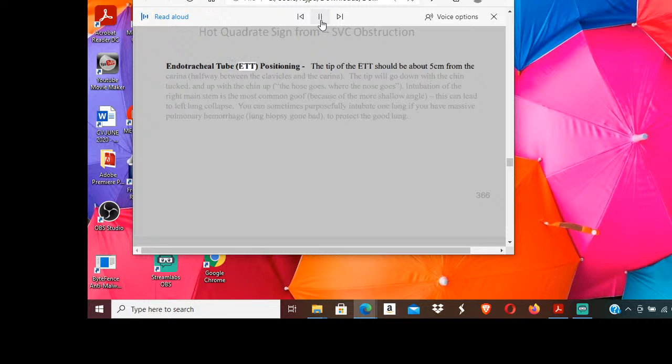Endotracheal tube, ETT, positioning. The tip of the ETT should be about 5 cm from the carina, halfway between the clavicles and the carina. The tip will go down with the chin tucked, and up with the chin up. The hose goes where the nose goes. Intubation of the right main stem is the most common goof. Because of the more shallow angle, this can lead to left lung collapse. You can sometimes purposefully intubate one lung if you have massive pulmonary hemorrhage or a lung biopsy gone bad, to protect the good lung.